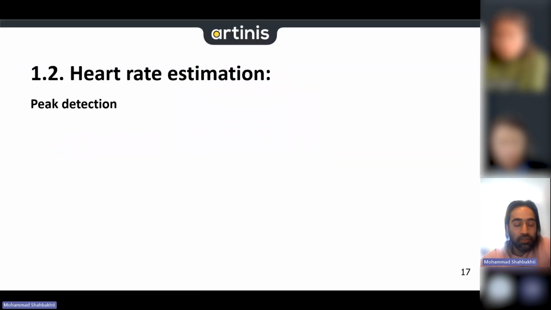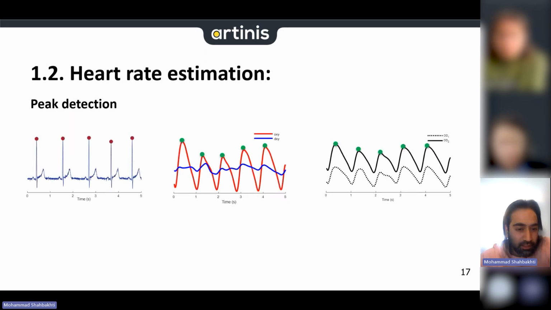The first method we can use is simply to detect peaks. As you can see, for ECG we have 5 cardiac cycles. Also for oxy and deoxy data, we have 5 cycles. If we can detect peaks, the maximum of each cycle, we can use that number. For example, in 5 seconds we have 5 peaks, so 5 divided by 5 multiplied by 60 is going to be our heart rate. Right now it's 60. You can see that for both ECG and NIRS data we have 5 peaks, which is the same estimation.